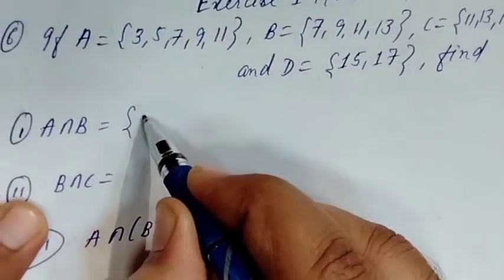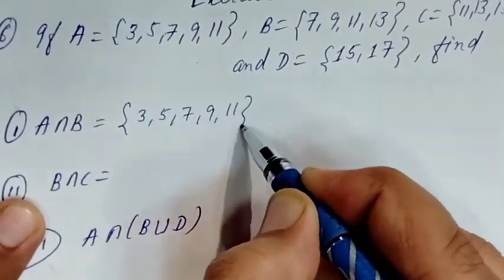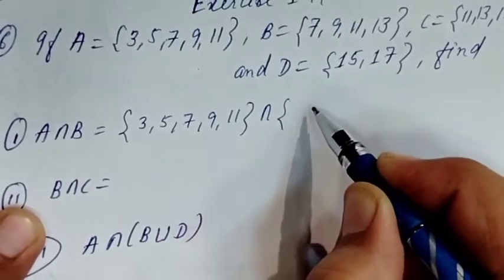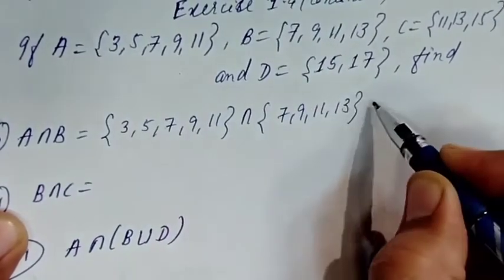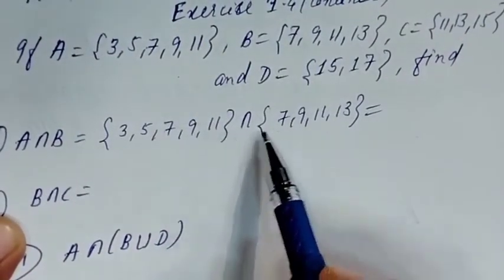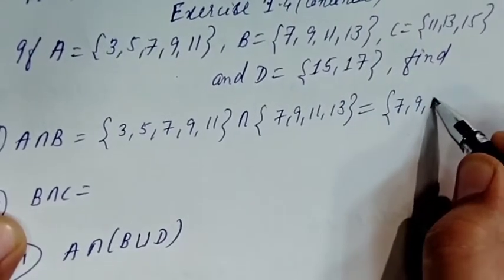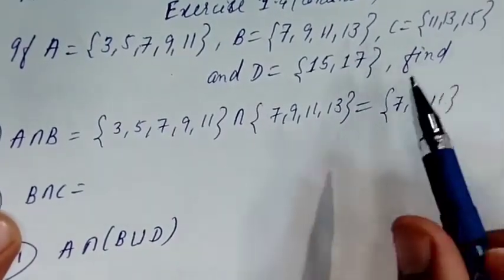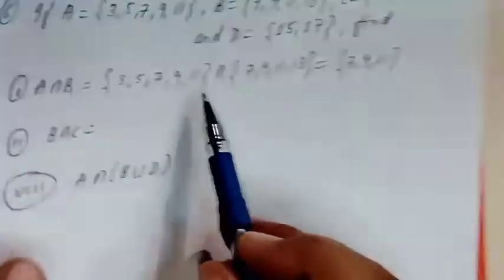You first of all write what is A. It is 3, 5, 7, 9, 11. Intersection. What is B? It is 7, 9, 11, 13. What is the common element between these two? 7, 9 and 11, they are common. So the result will be 7, 9 and 11. Other elements are not common. You have to take only common elements in A and B.